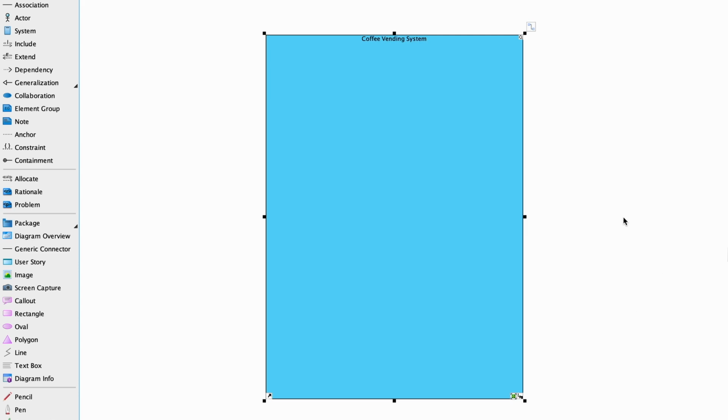Now, let's talk about actors. Actors are represented by a stick figure. Actors are anyone or anything that interacts with the system, but they remain external to it. For our coffee vending system, the primary actor is the customer, the person who wants to purchase coffee.